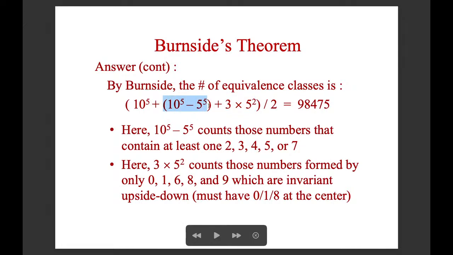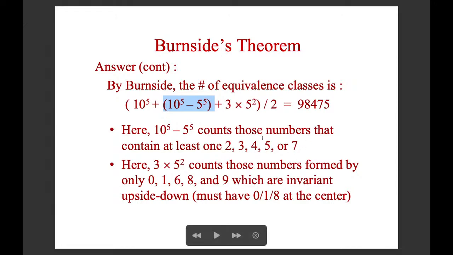Okay, so 10 to the power 5 minus 5 to the power 5, it is the case where, let me see. We want to count the invariant, right? So how can we get this one? So first of all, as long as the license plate contains 2, 3, 4, 5, 7, these 5 numbers, then it will be an invariant when we read upside down. Because when we read upside down, we won't make a mistake, so we put it back. So it is an invariant.